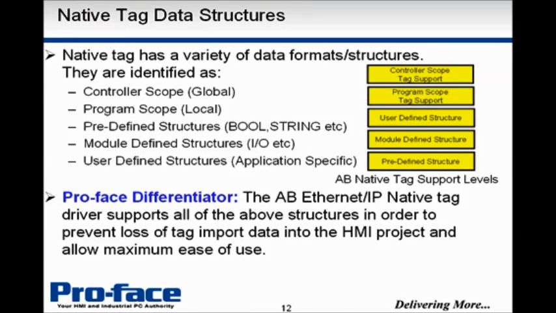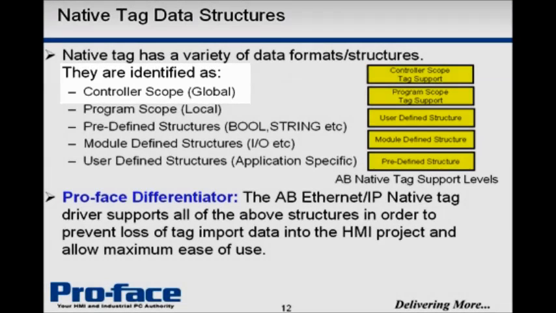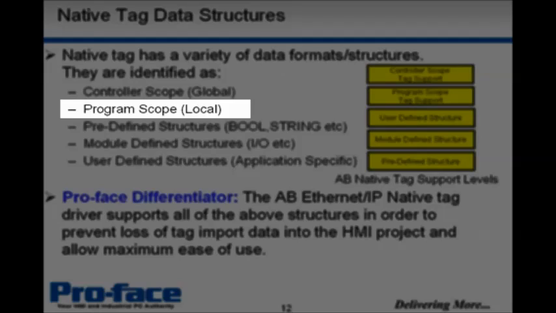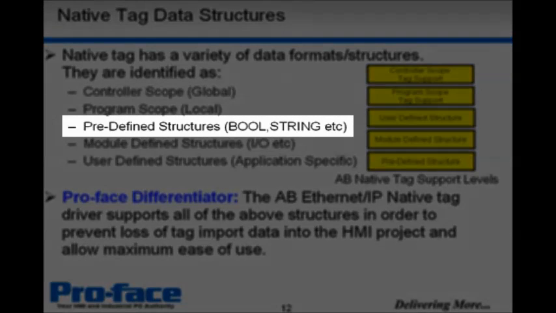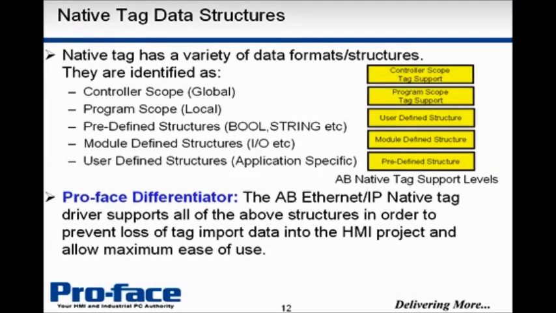So the native tag structures can be broken down into what they call controller scope or global tags. That's tags that are available to the whole of the PLC project. Program scope is where you have individual programs within a single project broken down, and you use a local name which you can duplicate in other programs. We can talk about that later. Then we have the predefined structures, the bools, the strings, the reals, etc.